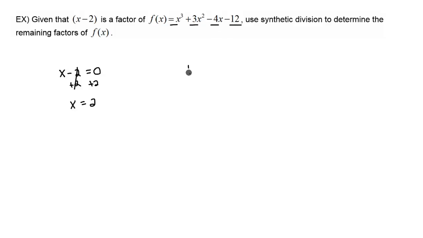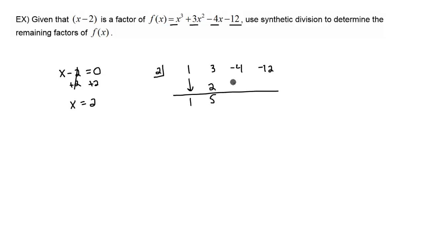So I drop those down. That'll be 1, 3, negative 4, and negative 12. Draw a line here, and then I put my 0 up here in a little box. I drop down my 1 right here, and now I'm ready to do the synthetic division process. So I take 2, I multiply it by 1, that gives me 2. I add these together, I get 5, and then I bring it back to the 2.